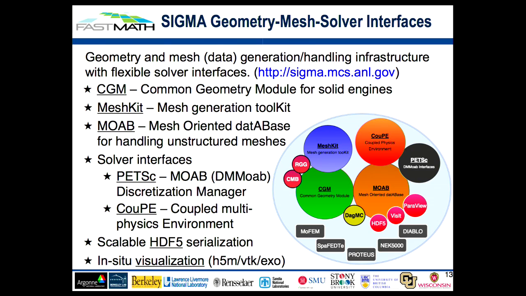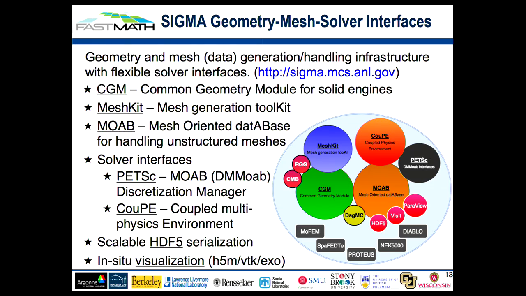So Mark introduced the concepts of what we do in FASTMath in terms of mesh generation and unstructured mesh toolkits. So I'm going to talk about a specific implementation, which is called Sigma. Sigma stands for Scalable Interfaces for Geometry and Mesh-Based Applications. So that's the website over there. It's a component-based design. There are several libraries under Sigma. Each of them provides specific functionality.